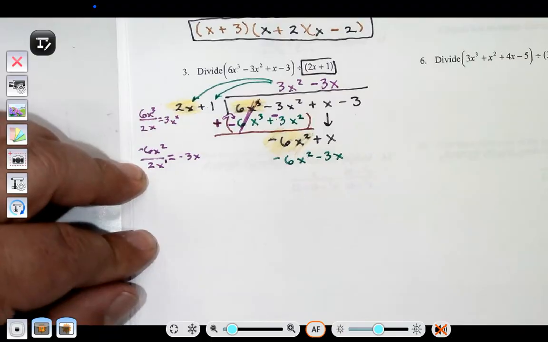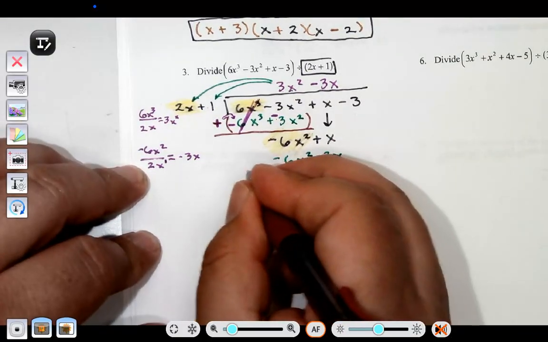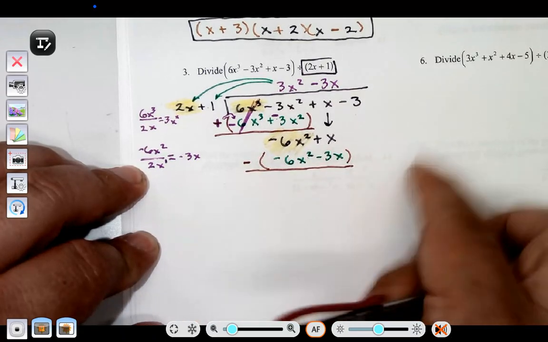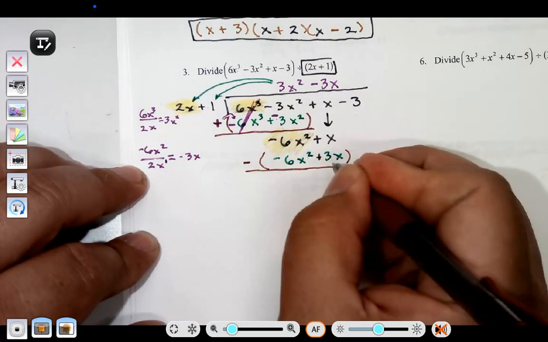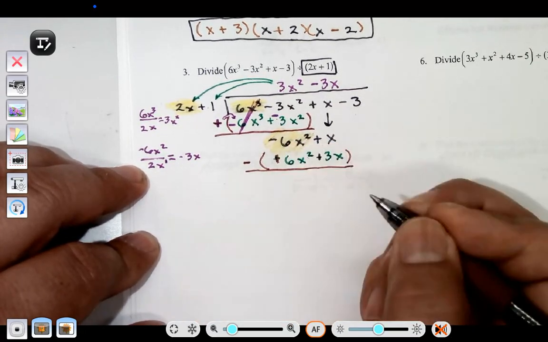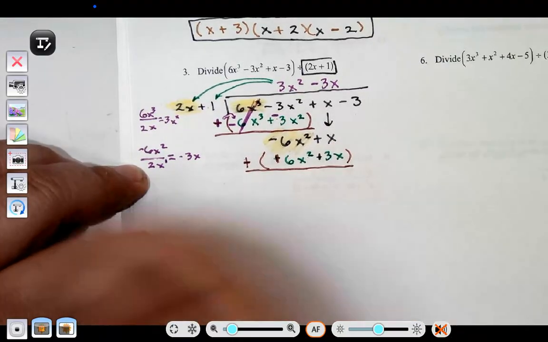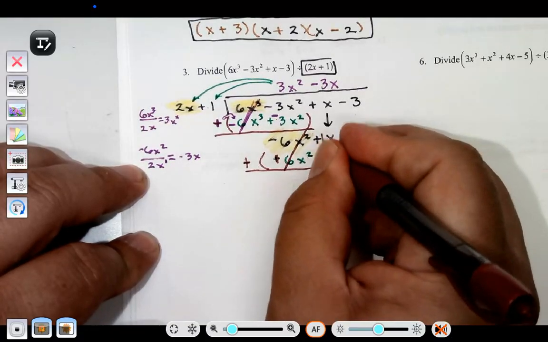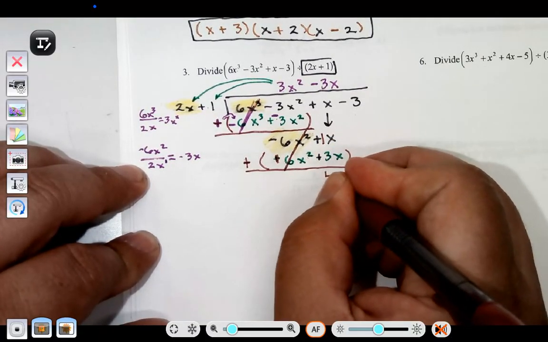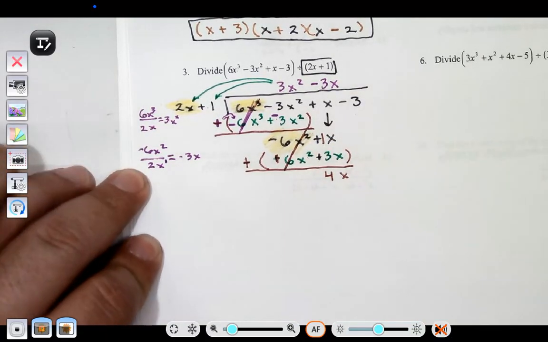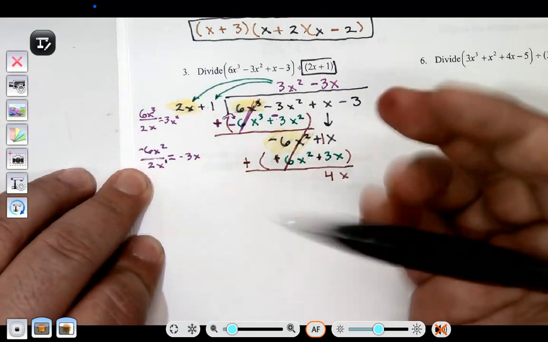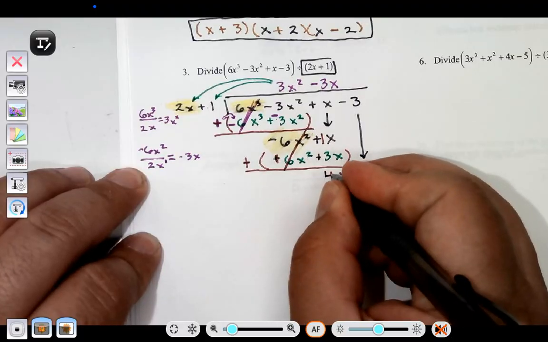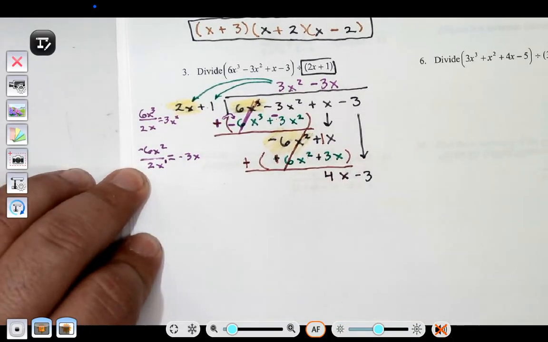We said we are going to subtract, but when we subtract, we are basically changing all of these signs. So this is going to become a positive. This is going to become a positive. And now we're ready to combine. See, they're ready to cancel out. Invisible 1 plus 3 is a 4x. And we bring down our very last number, negative 3. But the process starts all over again.